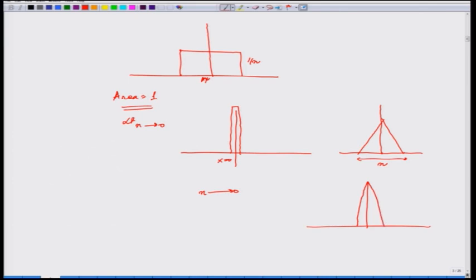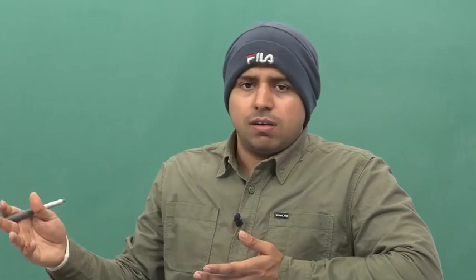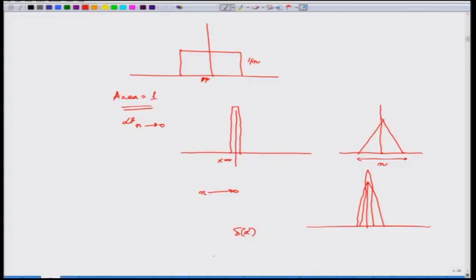It is a little bit wide, but it will keep on increasing like this. I will get a spike function. Now this we can say is a limiting case. As n tends to 0, these functions will go to the delta function. So these are the examples.